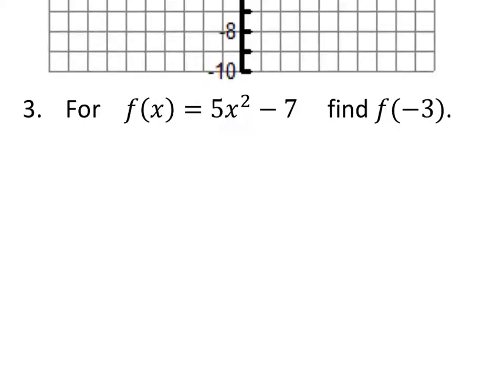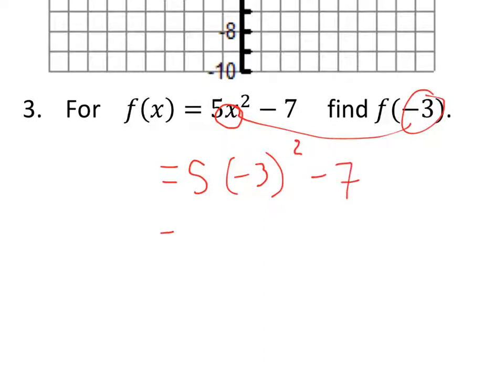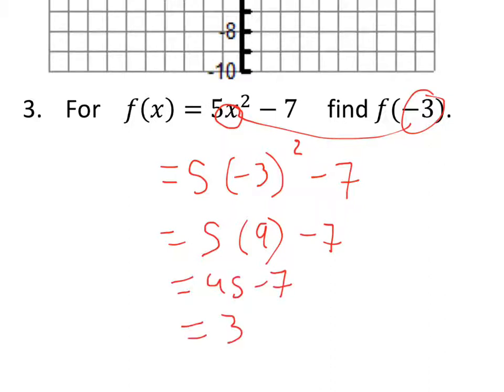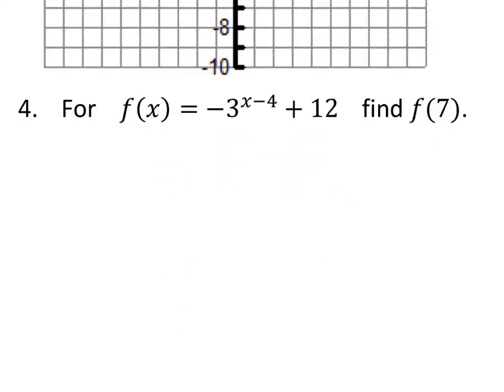Okay, on 3, if you have a function and you want f of something, you take this number, put it in for x, and then compute. So you would get 5 times negative 3 squared minus 7. Square it first, so you're going to have 5 times 9 minus 7. 5 times 9 is 45, minus 7 will give you 38. That one's good too.